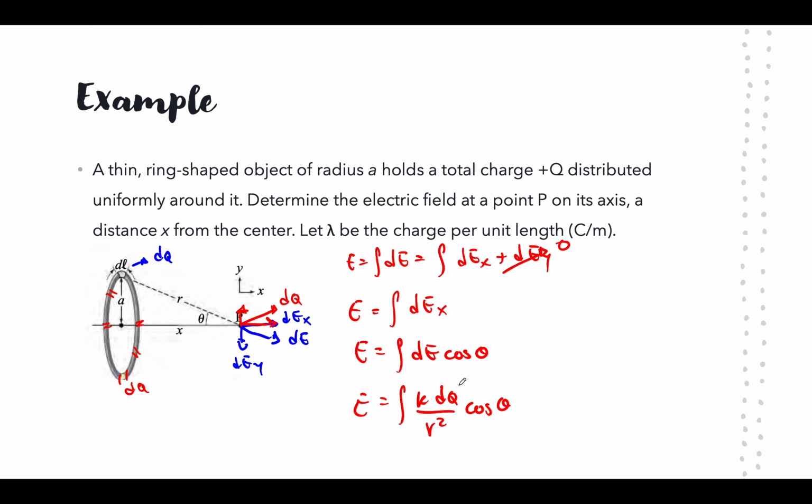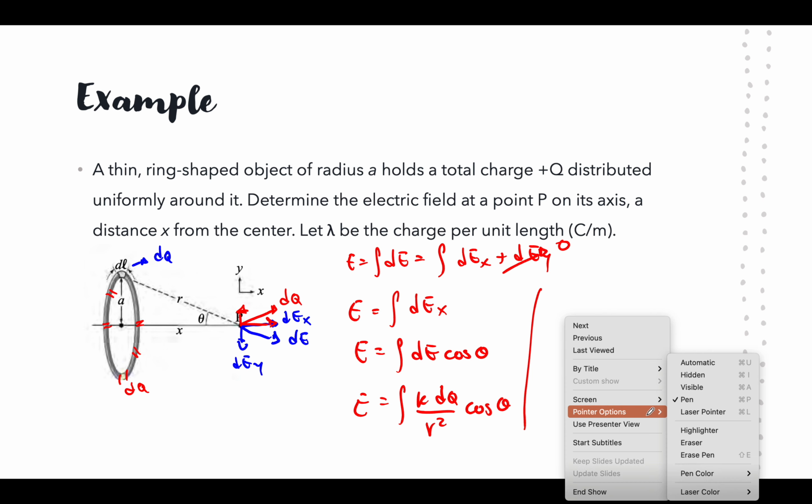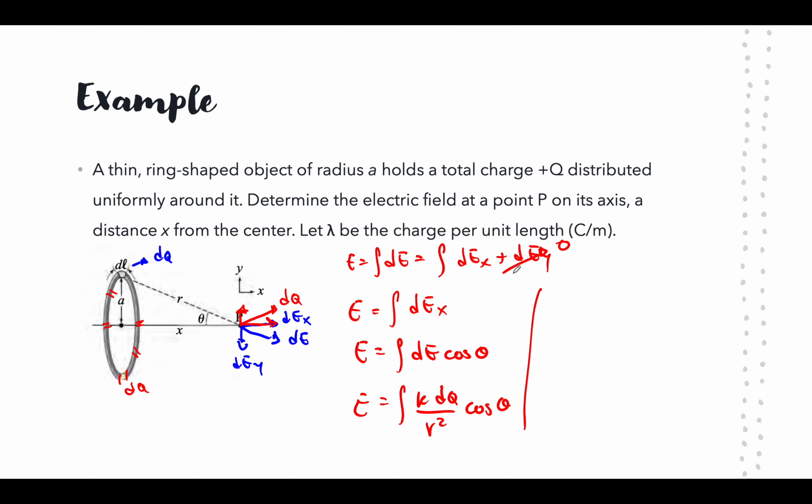Now, if we look at this formula, it's going to be very hard to integrate because we have different variables. We have dq, we have theta, and our differential is of length, it's dl, right? So it's kind of hard to integrate unless we can put all of this together. So let's see if we can express things in different terms.